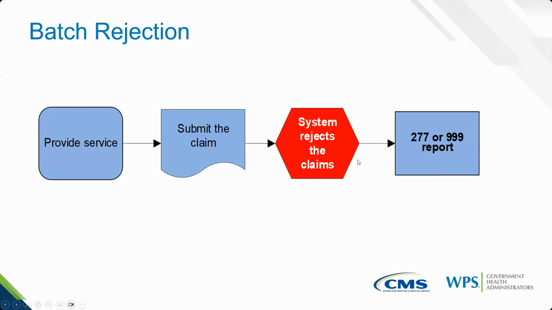To fully understand rejections and denials, it's really important for everyone to recognize the path that a claim takes, or what we like to call the life of a claim. Here is a simplified graphic on how a claim gets into our system. The provider would provide the service and submit the claim on the 837P electronic claim or the CMS 1500, and the system may reject the claims. When that happens, it is a batch rejection, and a 277 or 999 report is generated.